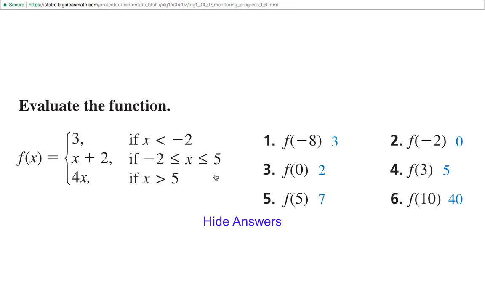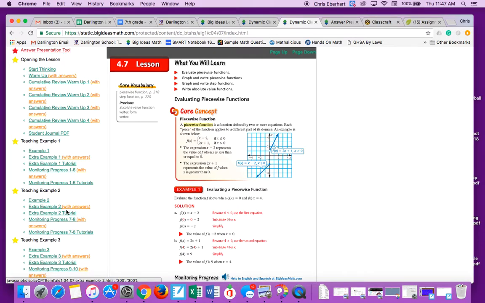Check your work, make sure you did it correctly. All right, here's another set of questions you can practice based on those first two examples.